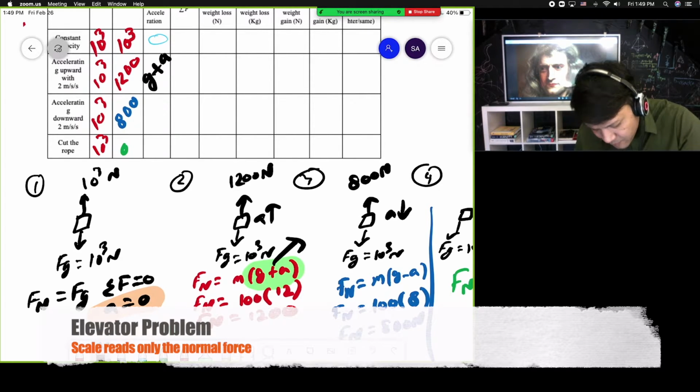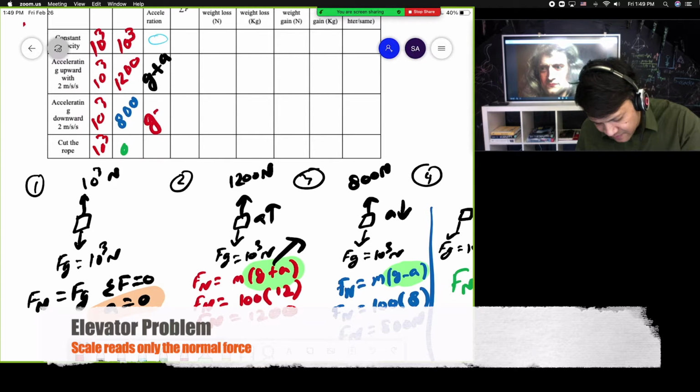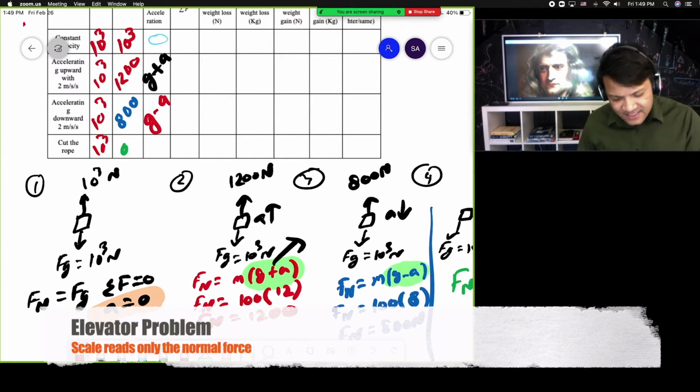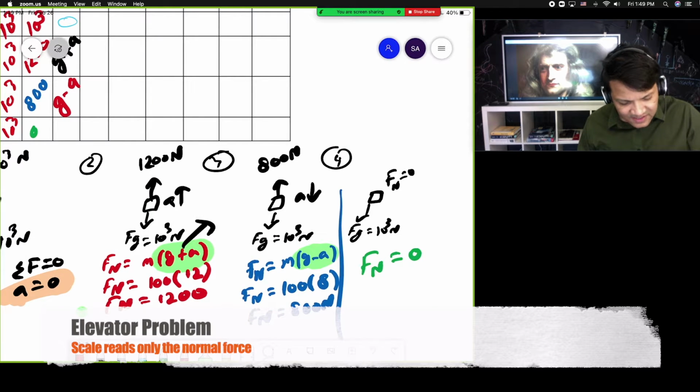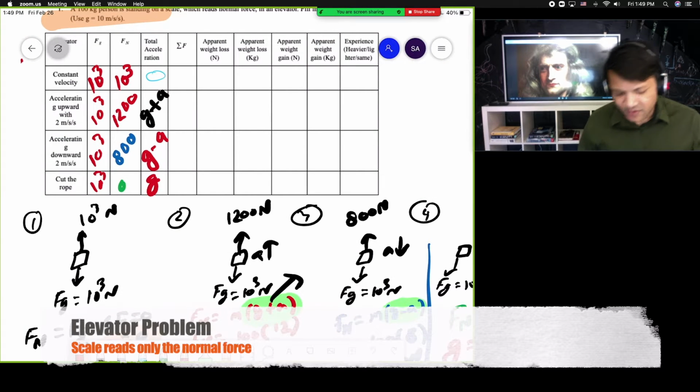So this one, total acceleration is g minus a, which is 8. And the total acceleration is z. What is the total acceleration? Total acceleration is z, 9.8 meters per second squared. Okay, hopefully you understand that.